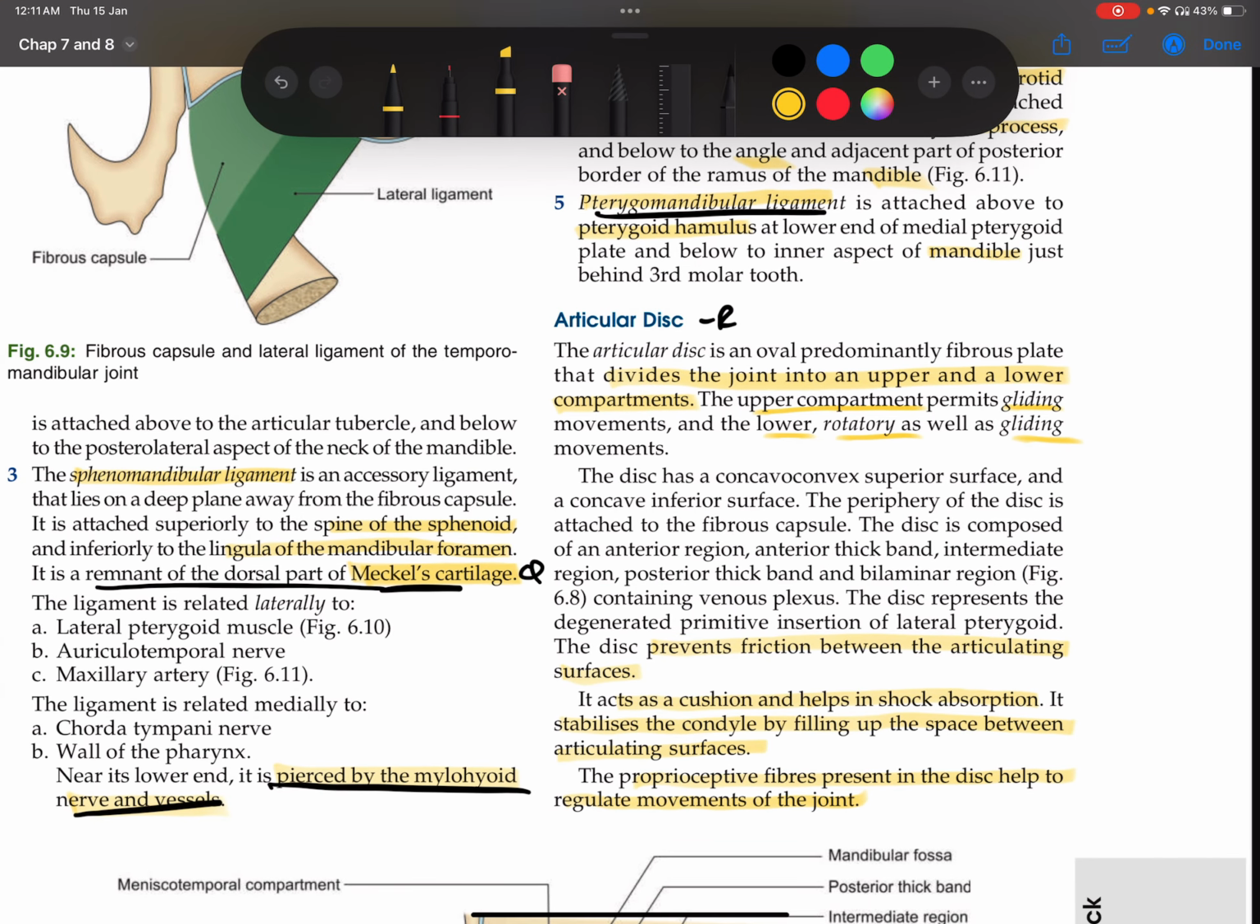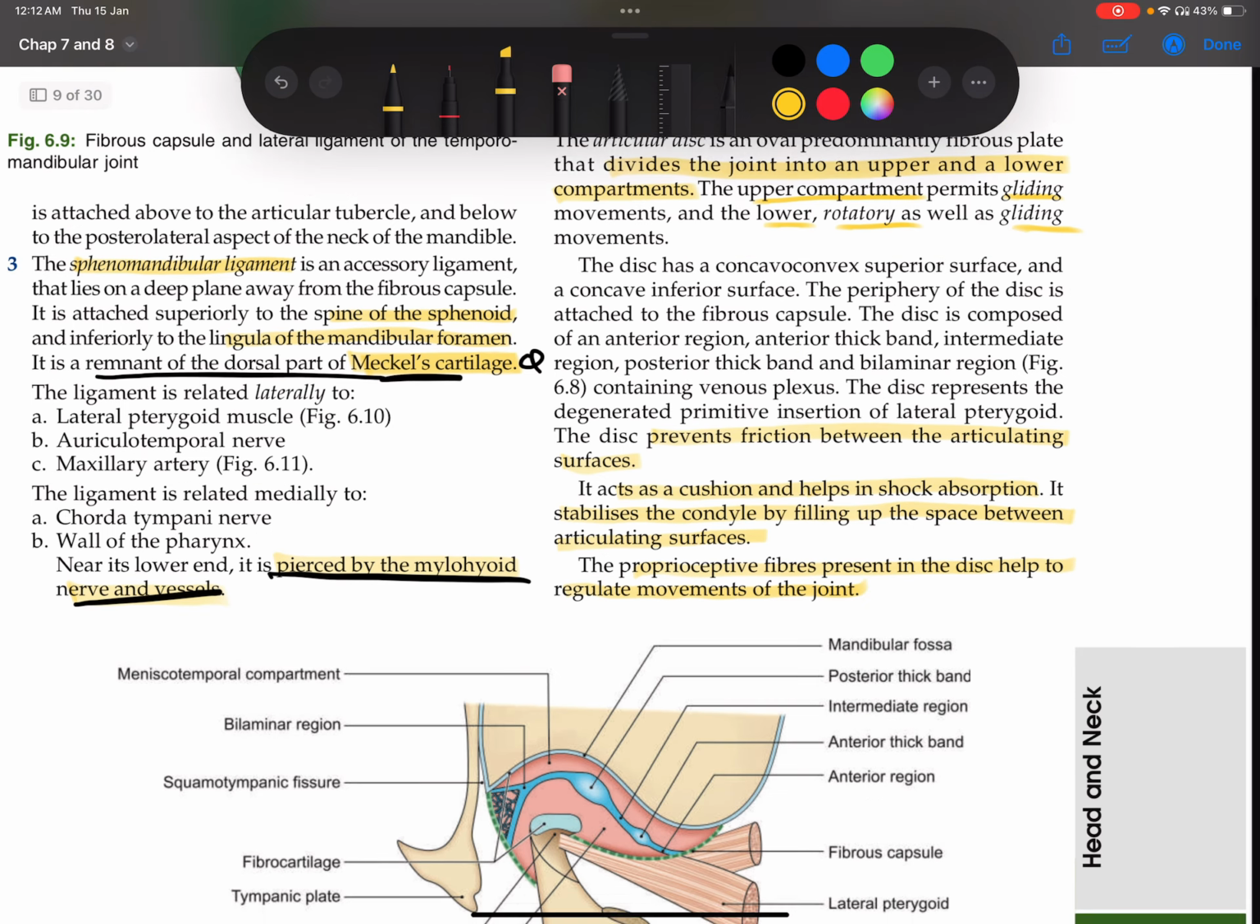Easy. Now, the articular disc divides the joint into upper and lower compartments. The upper compartment permits gliding movement, whereas the lower compartment permits gliding as well as rotatory movement, because the lower part of the jaw, the mandible itself, should be able to rotate as well, like forward, side to side, and everything. So the upper is fixed most of the time. Upper compartment allows gliding and lower allows gliding and rotatory.